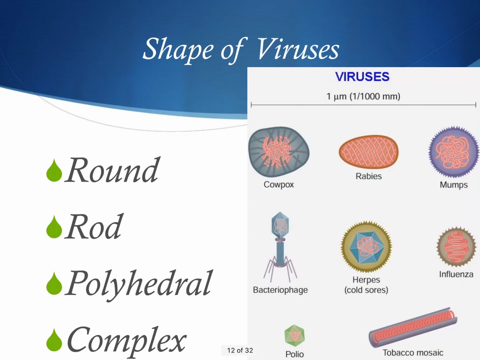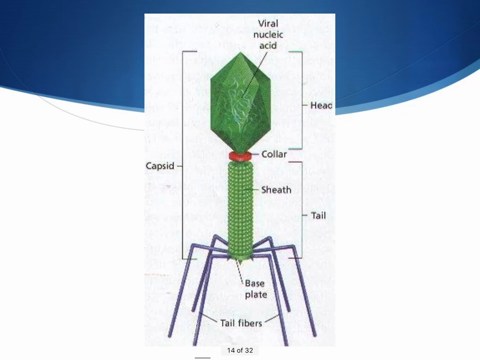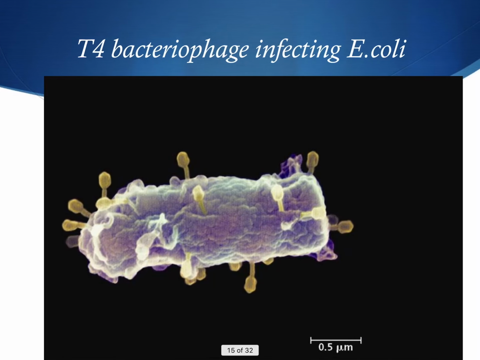Now, there are different shapes of viruses. So viruses can be round, rod, complex, polyhedral. So they're the shapes of viruses, okay? And they're just some examples of those.